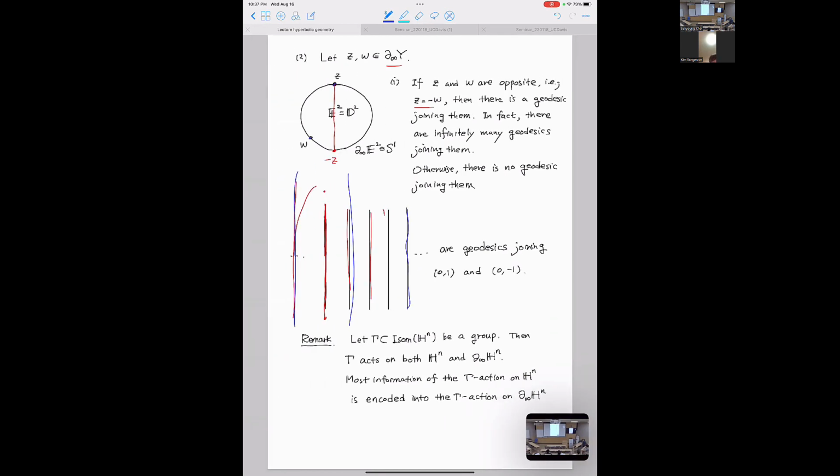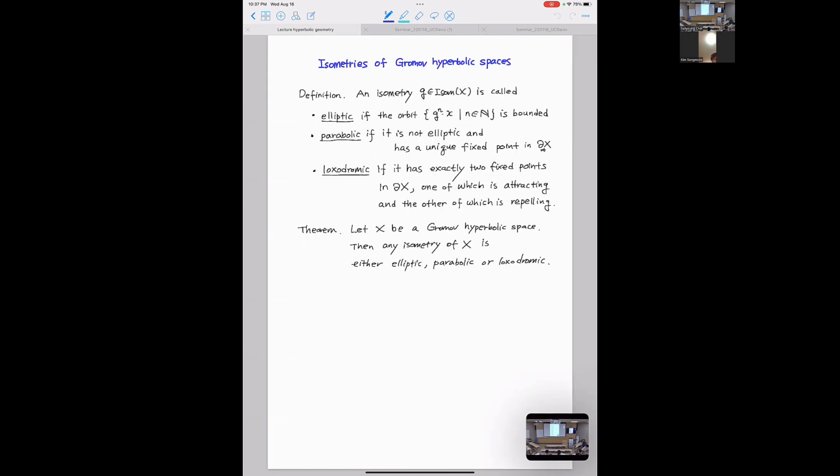Okay, so here, I want to explain some differences between hyperbolic space and Hadamard manifolds. Okay, so next I will describe the isometries of Gromov hyperbolic space.